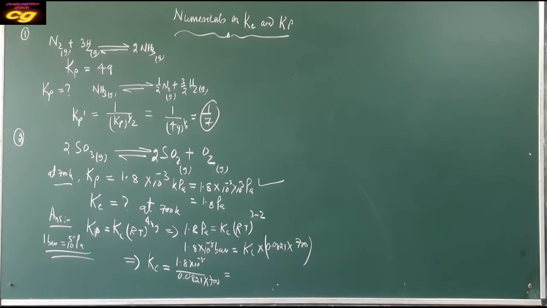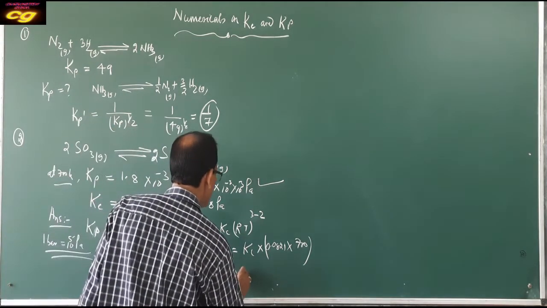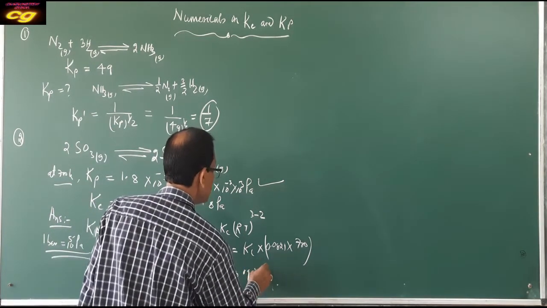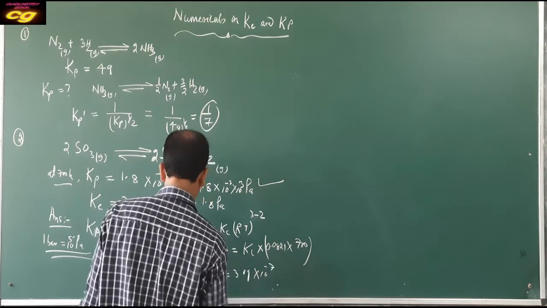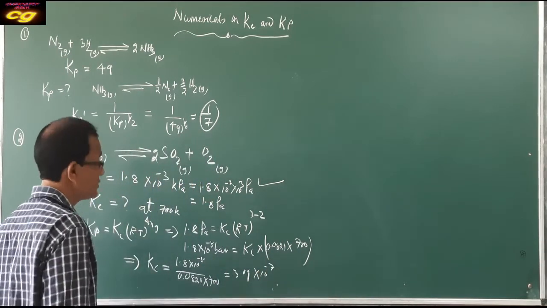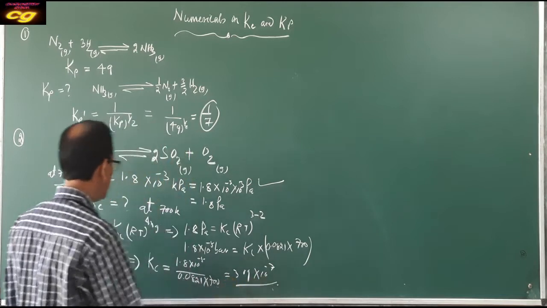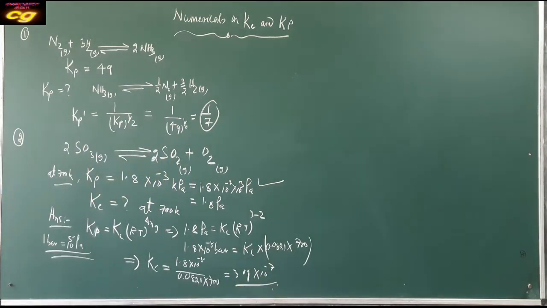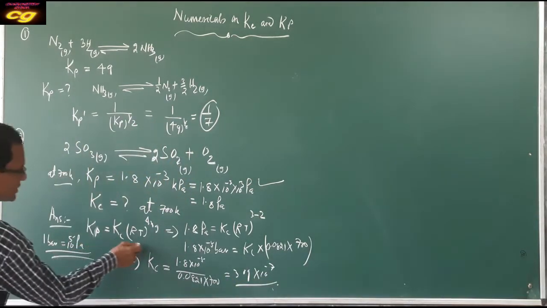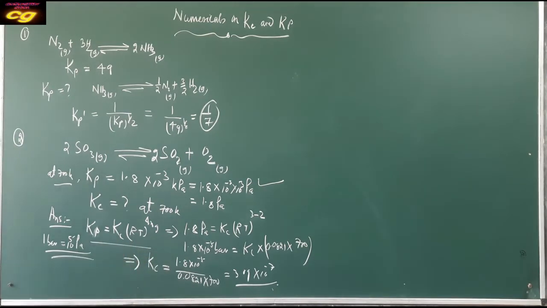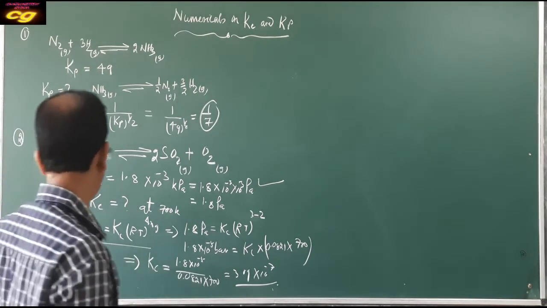How much answer is coming? Answer will be 3.09 into 10 to the power minus 7. This is the value of Kc. So only the same formula we have used: Kp is equal to Kc into RT to the power del N. So this is the second question.